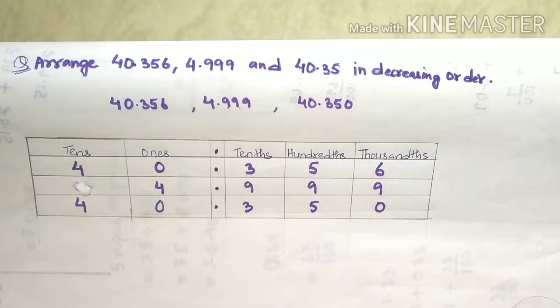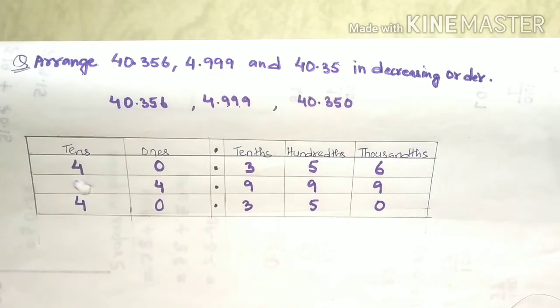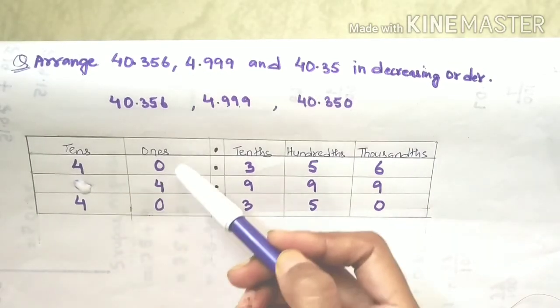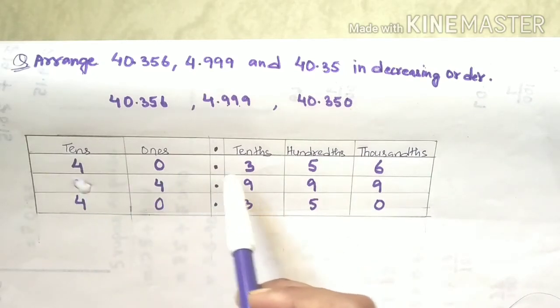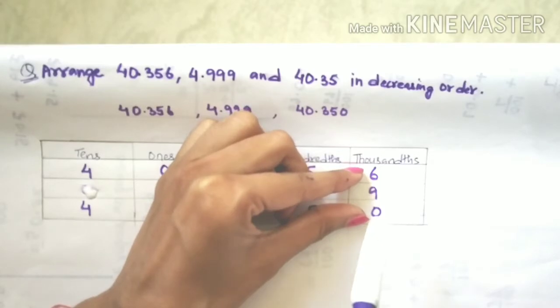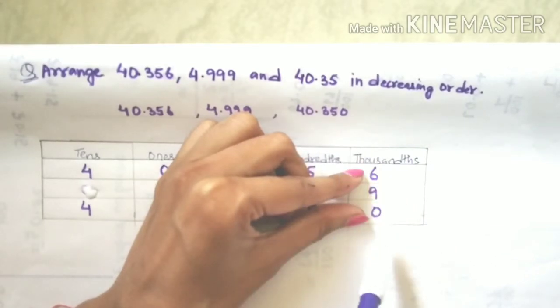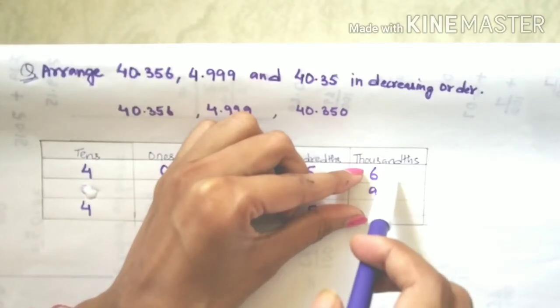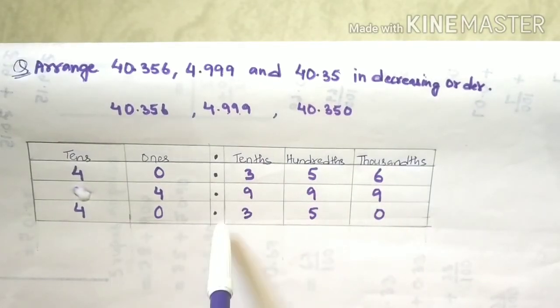Now students, we will compare 40.356 and 40.350. So students, the tens, the ones, the tenths and hundredths of 40.356 and 40.350 are the same. So in this case, we have to compare the thousandths place. Now students, if we compare the thousandths of 40.356 and 40.350, we can say that 0 is less than 6. So it shows that 40.356 is greater than 40.350.